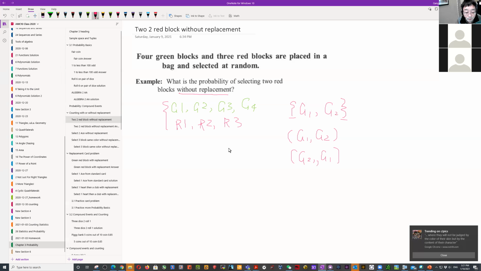So what is the probability of selecting two red blocks without replacement? If we treat the whole problem as the end result being tuples, then without any restriction, we have 7 multiply 6 ways. Basically, it is 7 permute 2 ways in the sample space.